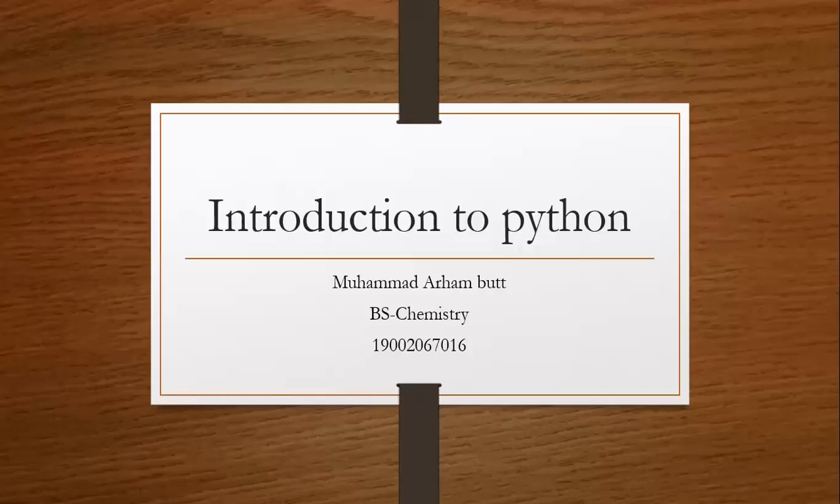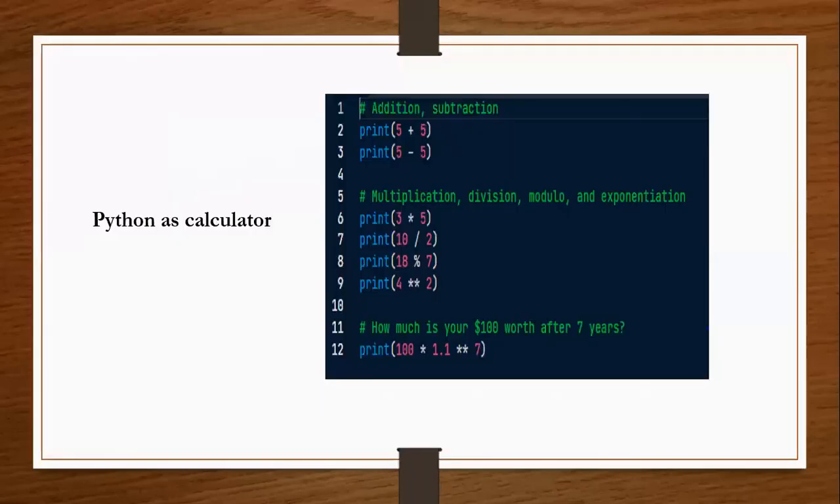Today I will tell you a little bit of introduction about Python. What is Python? Python is a programming language, so we can use Python as a calculator. We can simply perform these operators in Python. Firstly, we can add, subtract, multiply, and divide. We can also find the modulus and exponential form. So in this way, we can use Python as a calculator.